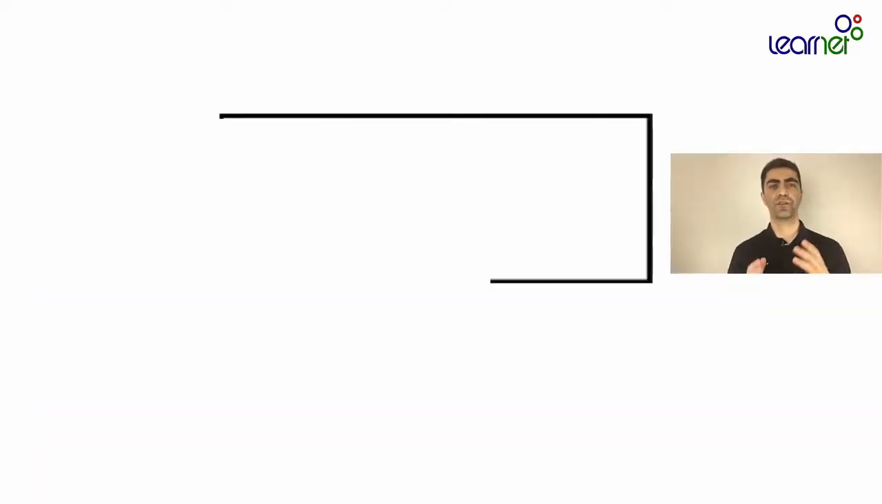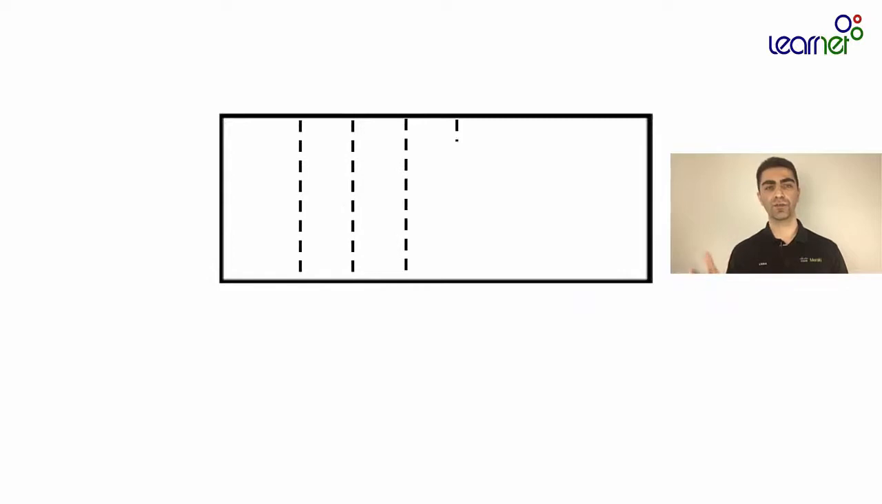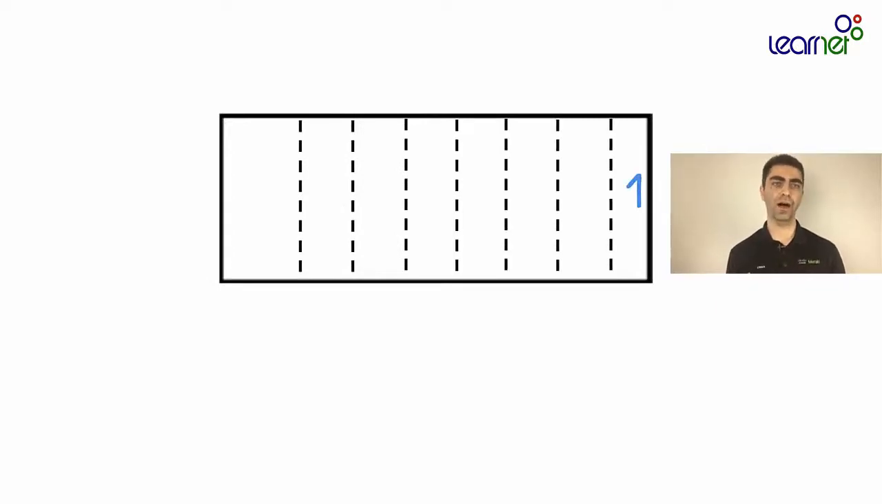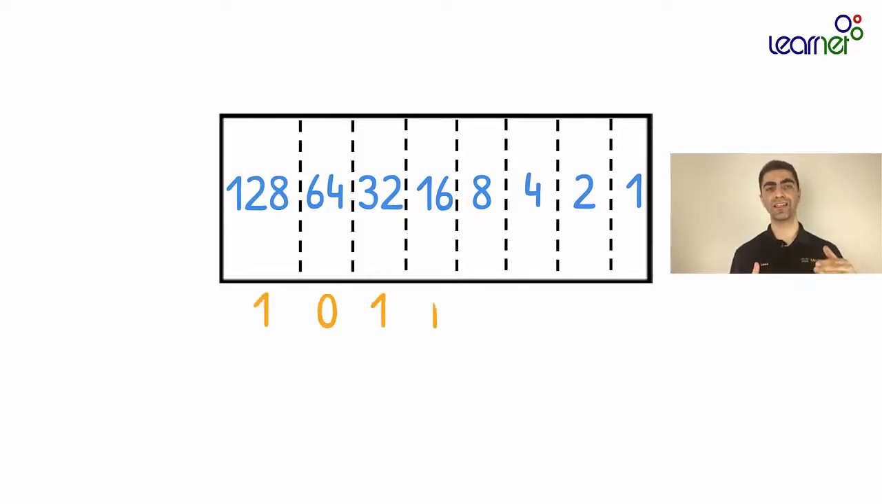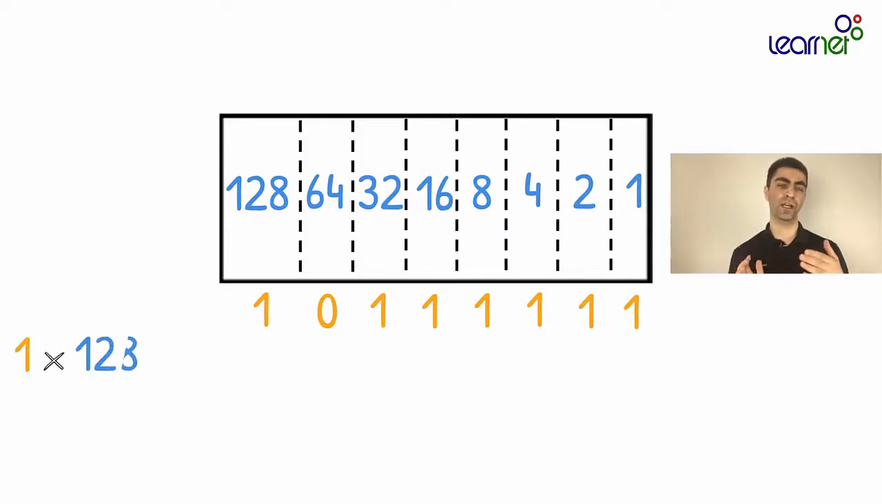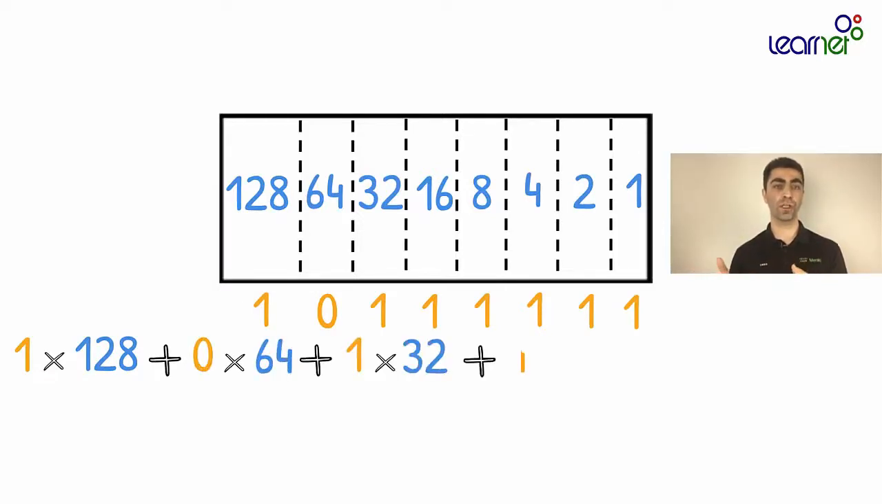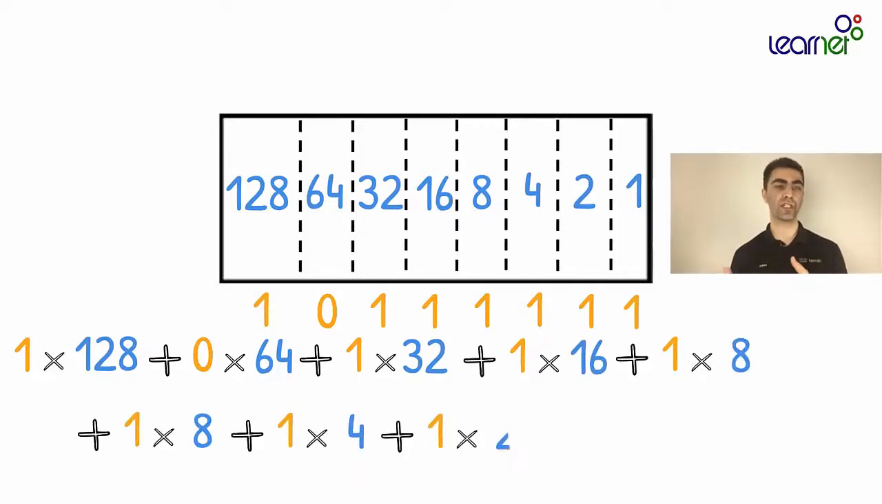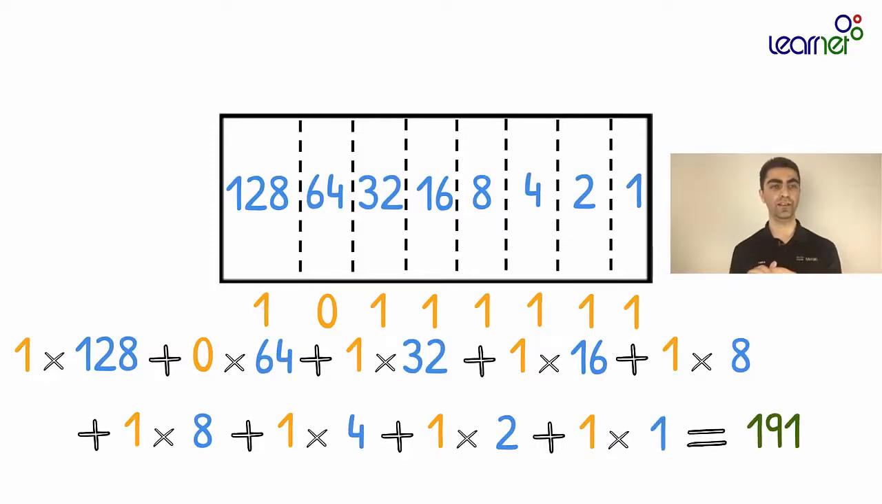We can use this reference byte to do a binary to decimal conversion as well. How? You can simply multiply the binary digits by the decimal value of each bit and accumulate the results. So for this number, we have to multiply 1 by 128 plus 0 by 64 plus 1 by 32 plus 1 by 16 and continue to the end, and the final result should be 191.